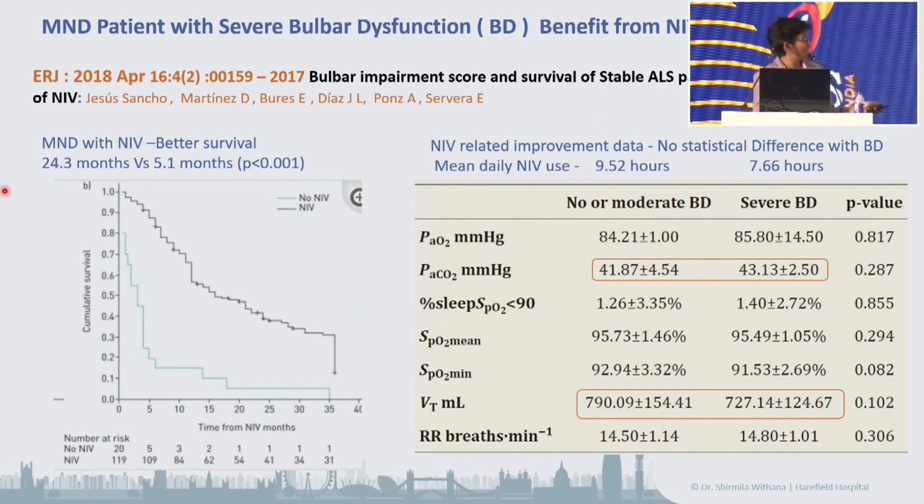I'm using this data to show that patients with bulbar dysfunction do benefit from non-invasive ventilation. This data shows patients with no NIV versus on NIV, a clear advantage in survival, and the patients with bulbar dysfunction, even severe bulbar dysfunction, do benefit from it.